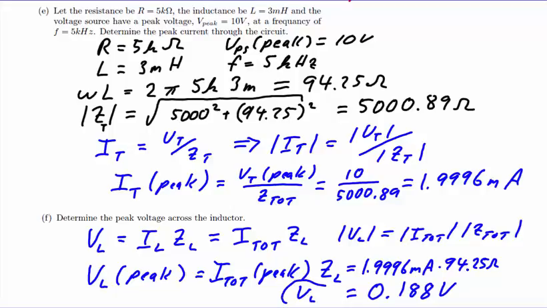Out of a peak of 10 volts applied to this circuit, our friend the inductor received almost none of that voltage. Having a peak voltage of 0.2 volts, that is more than a factor of 50 below the peak voltage applied to the circuit. And this is the point of our calculation as we move on to part G.